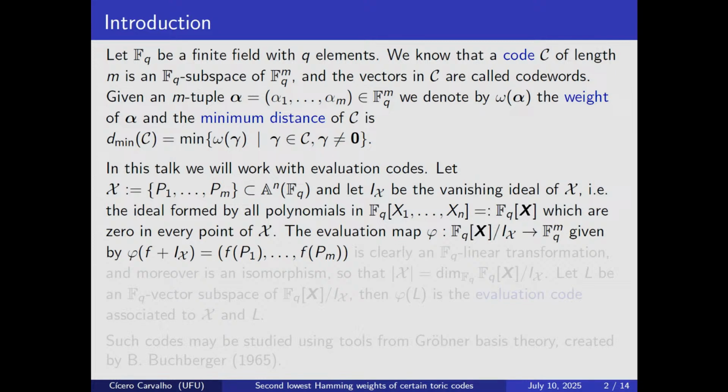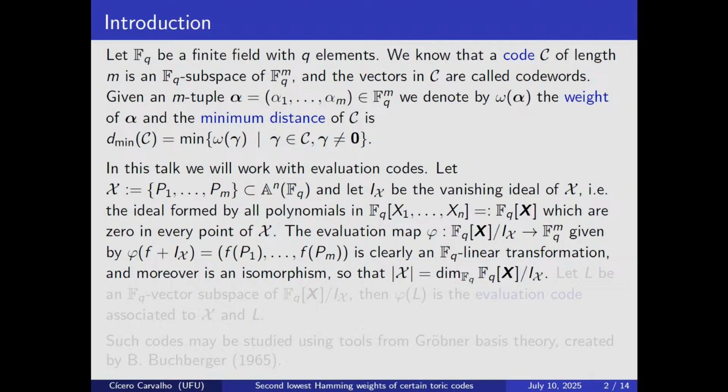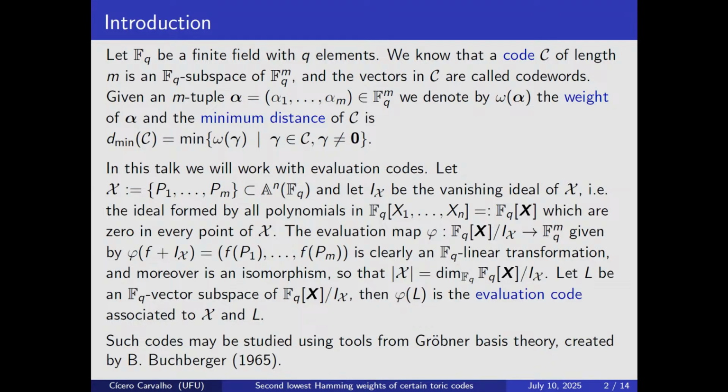This is clearly an Fq-linear transformation, and moreover, it's an isomorphism. So the number of points of X, which is m, is equal to the dimension of this quotient, seen as an Fq vector space. And to produce the code, we just take L, an Fq subspace of this quotient, and then the image of L using phi is a subspace of Fq to the m, so it's a code. It's called the evaluation code associated to X and L. And these codes may be studied using tools from Gröbner basis theory, which was introduced by Bruno Buchberger in his PhD thesis in 1965.